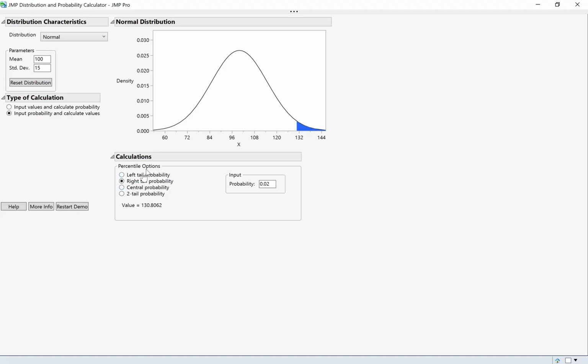There's also a few more percentile options here. We can do the central probability. So this is showing that middle 2%. Obviously, you could change the value here. Or you could do the two-tailed probability. And this is giving you 2% out in the tails and what the cutoff would be for that.